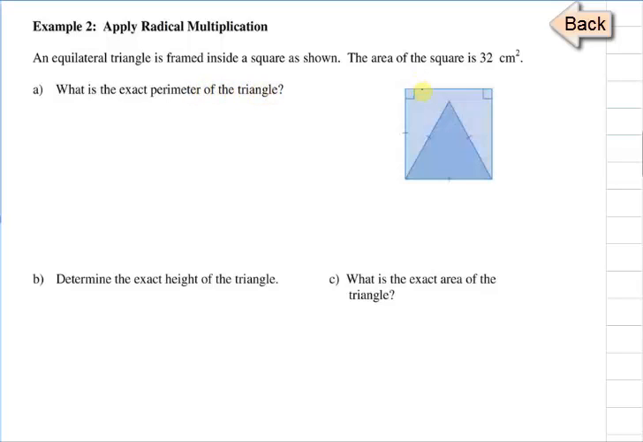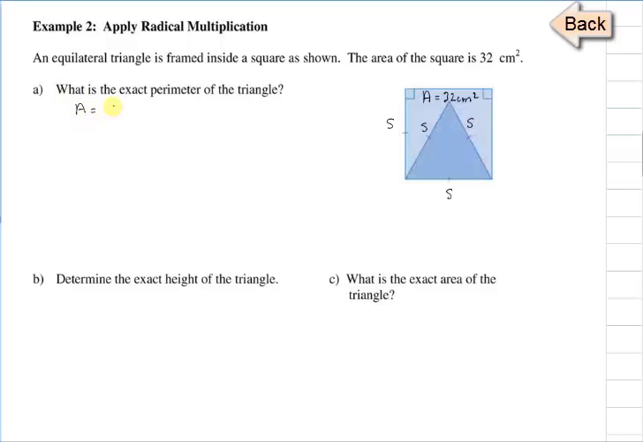So let's write what we know on the square. We know that the area is 32 centimeters squared. We know that the sides are all the same on the square, so I'm going to assign the variable s. And we also know that because this is an equilateral triangle, and because one side of the equilateral triangle shares the same side as the square, the remaining two sides are also s.